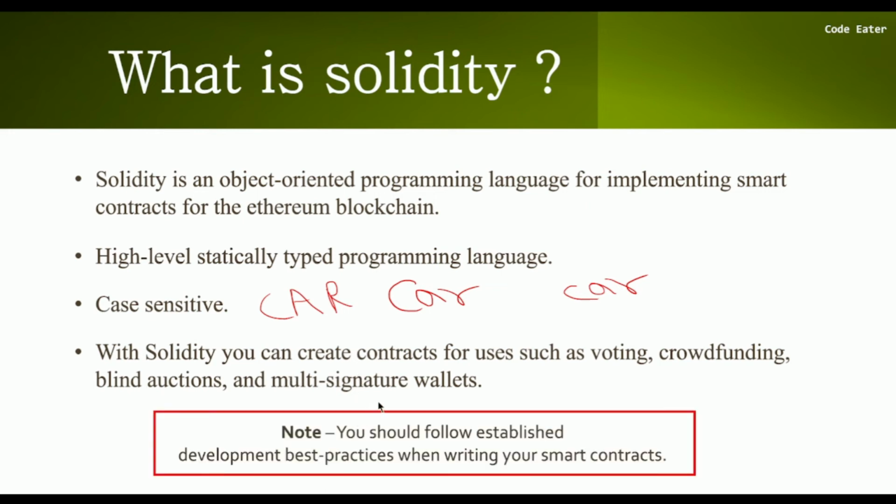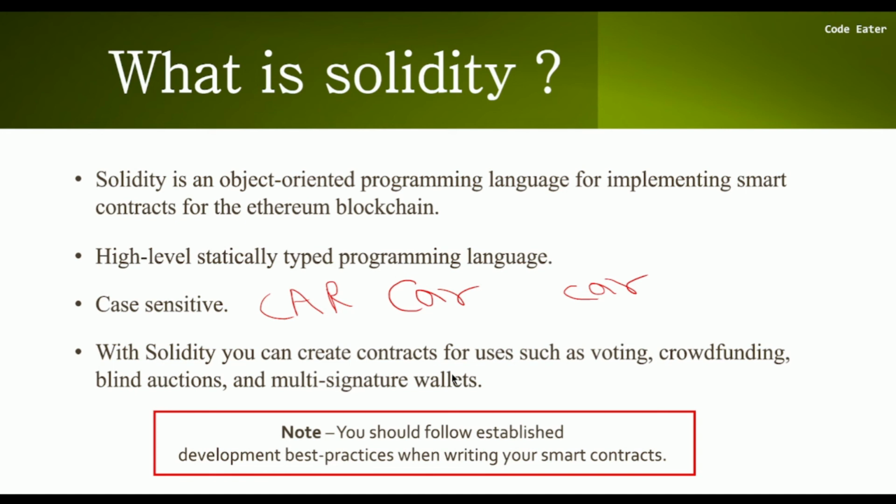Now last but not the least, you should follow established development best practices when writing your smart contracts. Why? Because as we all know, blockchain is immutable, right? So once you write something on the blockchain, let's say you deploy your smart contract on the blockchain, you are not in any position to change your smart contract. Once your smart contract is deployed on the blockchain, you cannot change it at any cost. You might be thinking, what if there are some bugs or some issues? You cannot do anything. Once it is deployed, it is deployed.